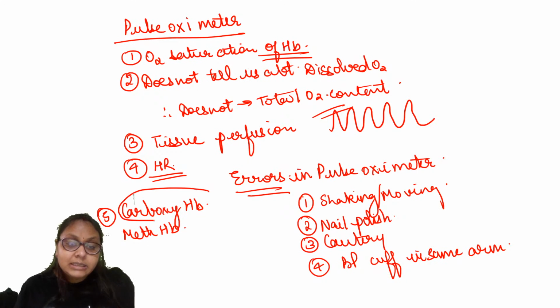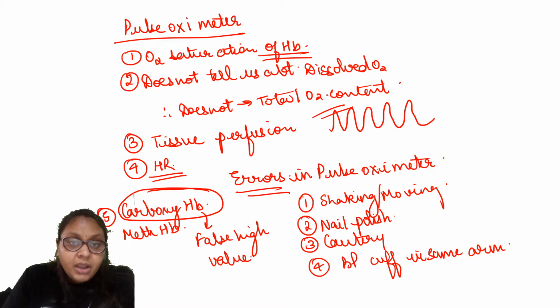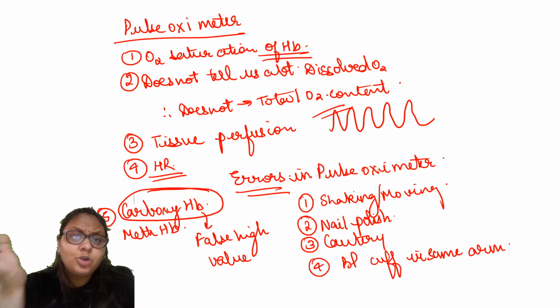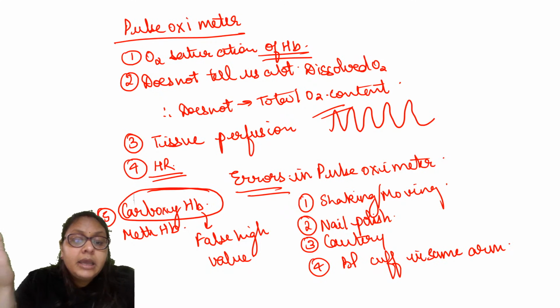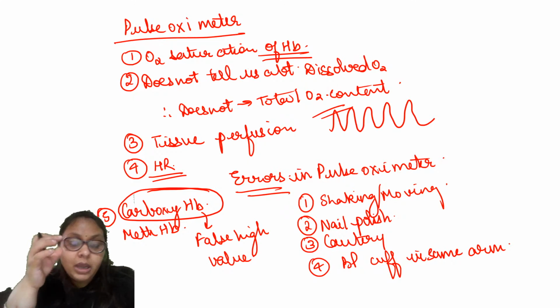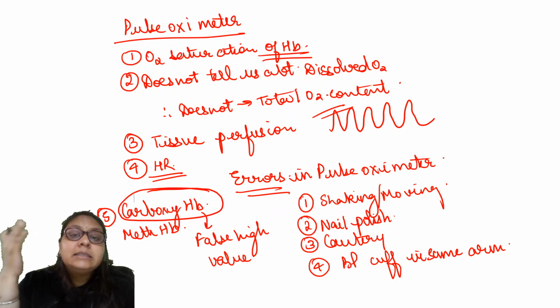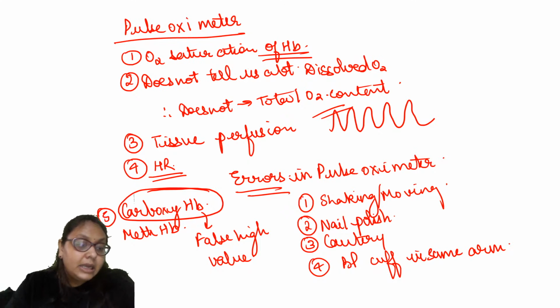What happens? Carboxyhemoglobin gives a false high value with pulse oximeter. Why? Because the absorption of the light is the same as that of the normal blood. It absorbs more of infrared, less of red light, so it gives us a false high value. And methemoglobin absorbs both the infrared and the red light in the same ratio, so it also gives us a false value.